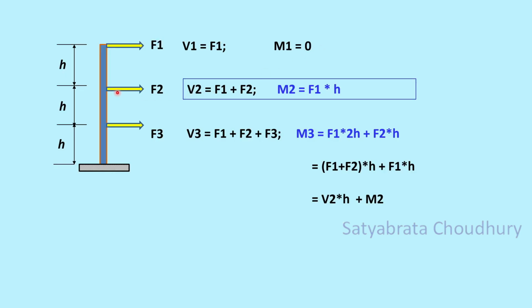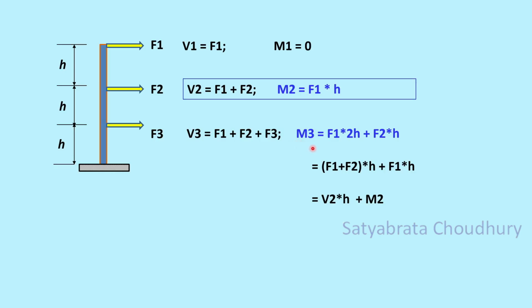Now let us come to the second floor from the top, and force is F2, so V2 shear force equal to F1 plus F2, or you can say V1 plus F2. What is the moment? Moment equal to F1 into the height h, so F1 into h. Now come to the next floor downward, force is F3, so V3 is F1 plus F2 plus F3, which is nothing but V2 plus F3. So you can simply take the shear force at the upper floor and the force in the current floor, and you get the shear force.